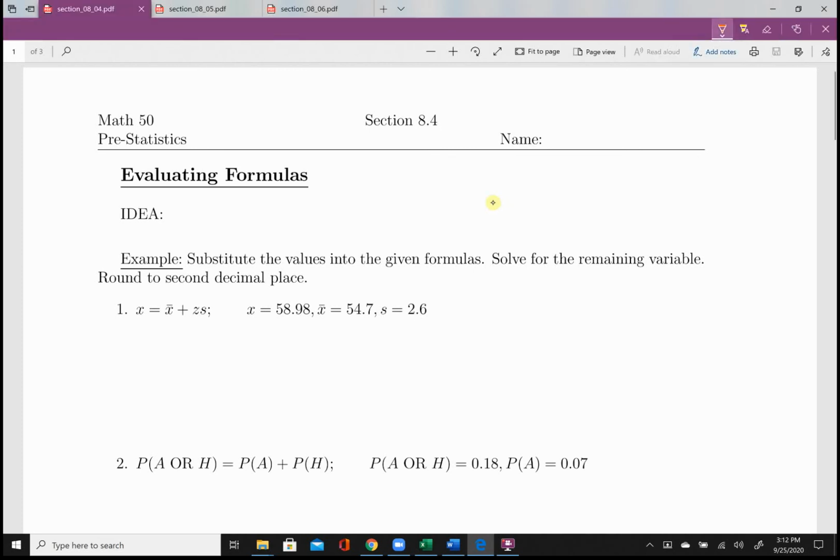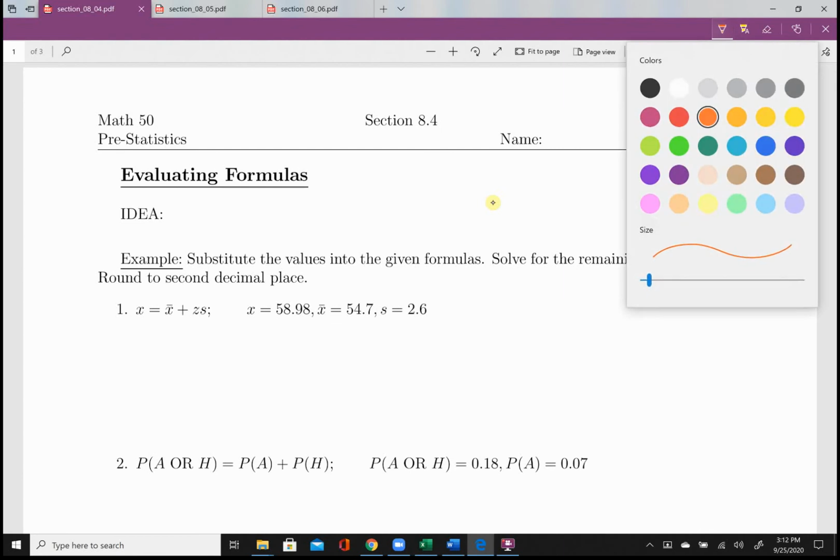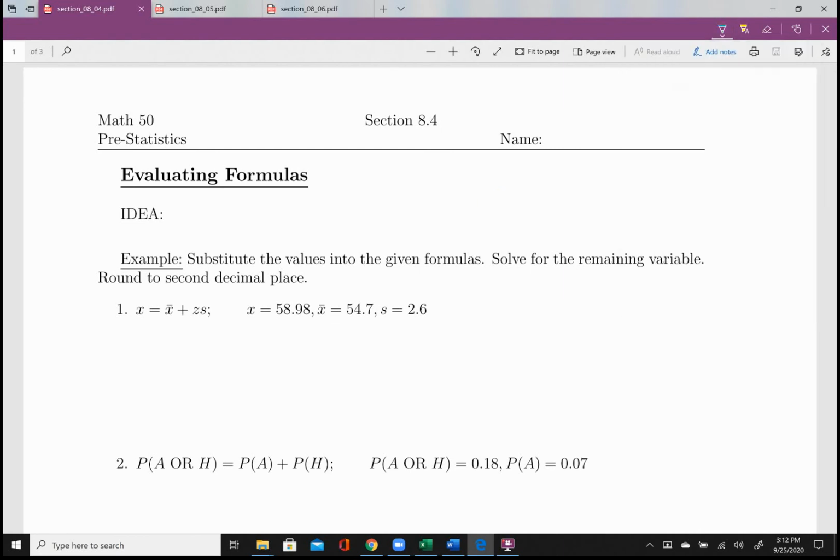Let's add some notes here. What color do I want? Let's do this teal blue. I love it. We're going to plug in given values for your variables and simplify.